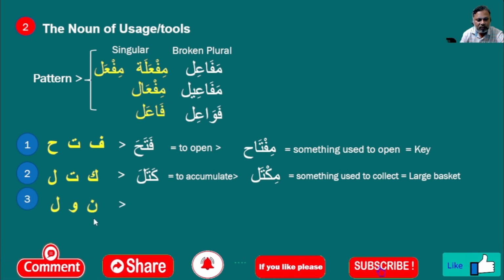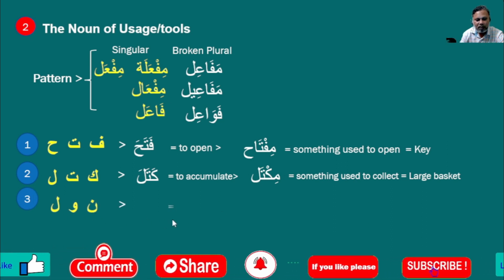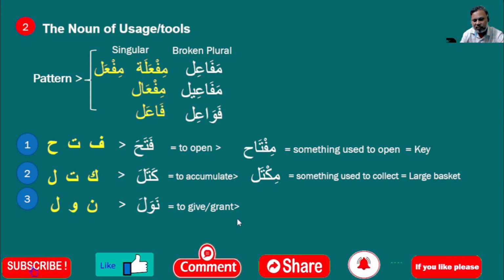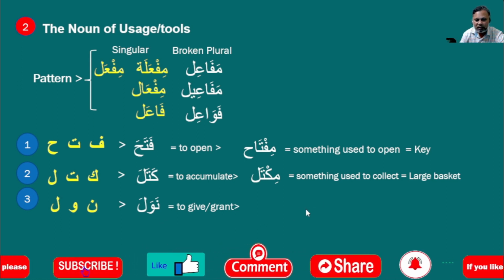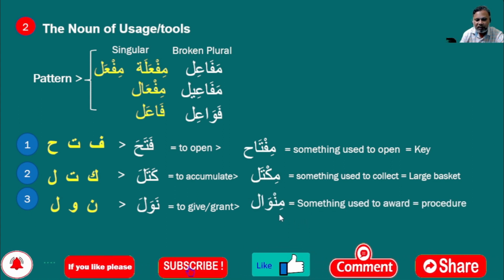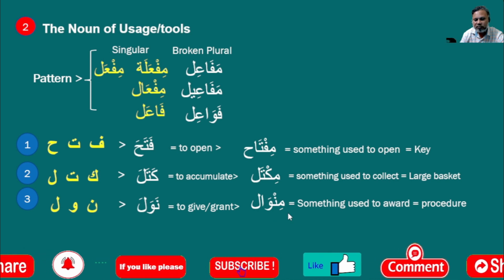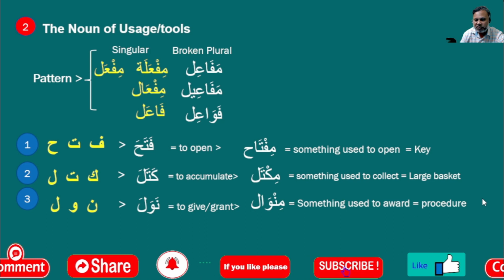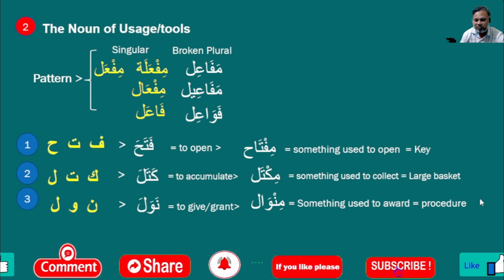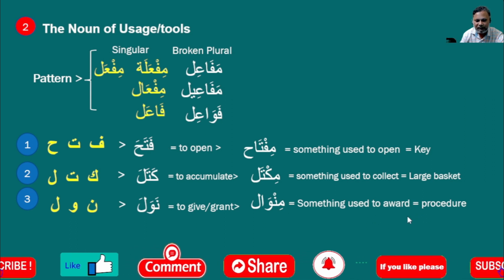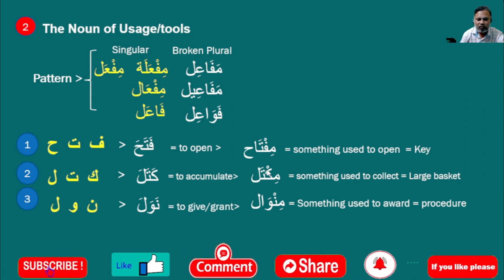Number 3, nun, wa, and lam. We can get the verb nawala, which means to give or grant, and we can have the noun minwalun. Minwalun means something used to award, meaning procedure. There should be a procedure in order to give an award to someone. So this is also a tool.